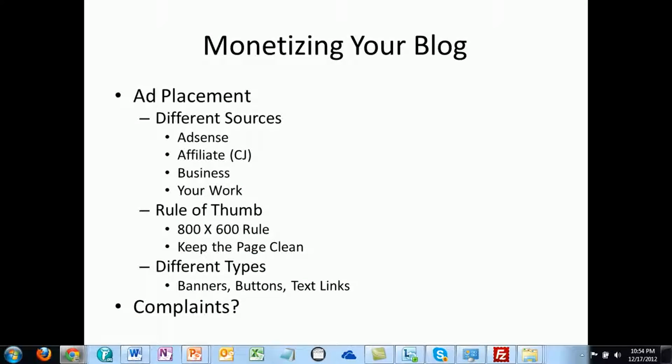So you want to use different sources in order to monetize your blog: AdSense, affiliate, things that you're doing, your opt-in, different advertisements for different things on your actual page. Now a rule of thumb is that you want to make sure that your blog page is clean. The rule of thumb is that for every time that you scroll 800 by 600, you should see one ad, and you want to make sure that you don't overdo the advertisement. Let's see what that looks like.